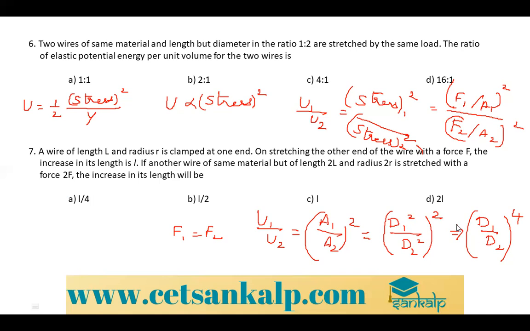According to this concept, what we have done is, it is A2 on top and A1 below. The same way it is D2 divided by D1. So what is D2? It is 2. So 2 by 1, the whole square, whole to the power 4. So it is 16 by 1. So the final answer will be 16:1. So option D is the right answer.